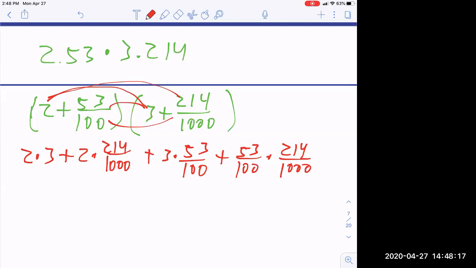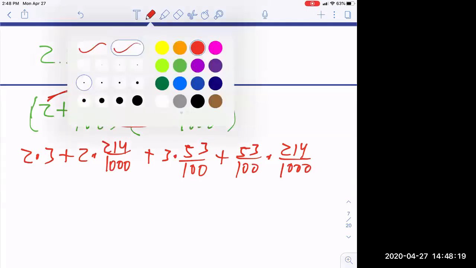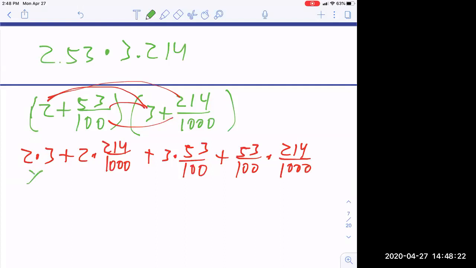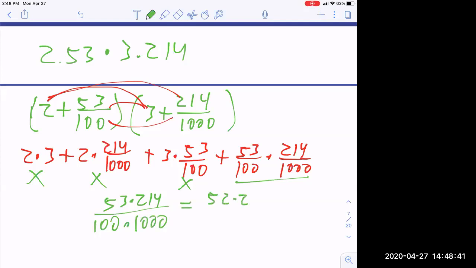The reason for the rule has nothing to do with that or that or that. It's all here. Because if we just do this multiplication, we get 53 times 214 over 100 times 1,000. I'm not going to do all the multiplication. I don't need to. This is 10 squared times 10 to the third.